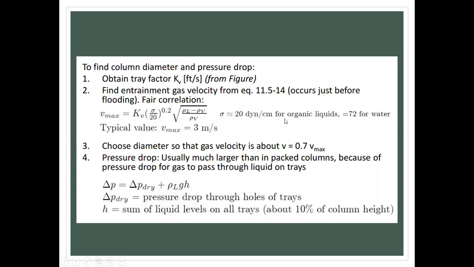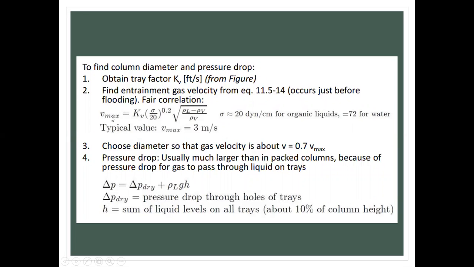We determined so far the size of the column if the column is a packed column. That is why we use the identity of the packing material that was used. If the column is a tray column, we'll be using, of course, a different set of equations and curves. So if it's a tray column, this is how you determine the column diameter and pressure drop. So you obtain the case of V. I will show you the figure later. You determine the entrainment velocity based on this equation.